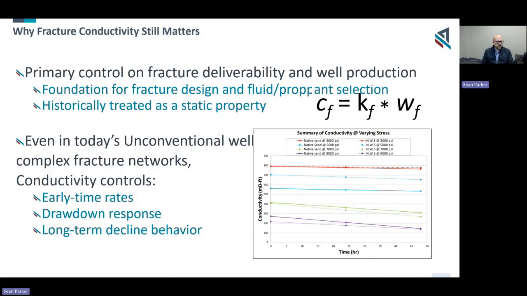In terms of the formula itself, it's just the product of permeability times the fracture width. I won't get into much on the half length. That's the ultimate control, what we're going to get in terms of recovery of hydrocarbons, but these are all still very, very important facets for how we complete as well as design our wells.